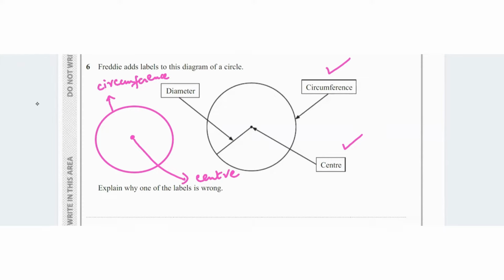Moving on to the diameter. Diameter is basically your line which is passing through the center, but it goes from one point of the circumference to the other, which means Freddy was wrong with the diameter. Diameter was going to be the entire line from one point to the other. All of this was the diameter. What Freddy has drawn is the radius. Radius is half of the diameter. That means from the center towards the circumference. So Freddy's mistake is that he labeled the diameter incorrectly. This was radius, not the diameter.